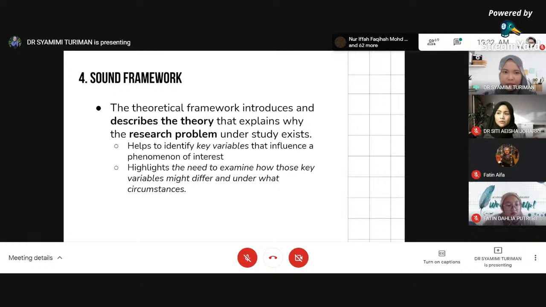So having a framework, or using a framework that you are confident with, will help you to identify the key variables that influence the phenomenon of interest based on your topic. The theoretical framework will also highlight the need to examine how those key variables might differ and under what circumstances. In other words, how would the variables work in the context of your study? Let's look at an example.